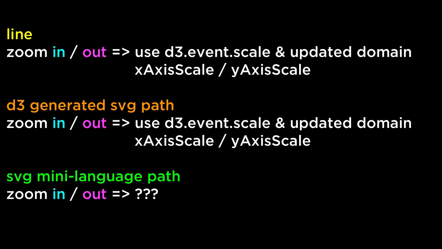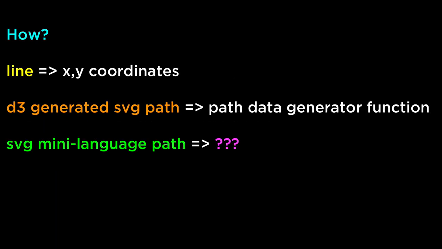We have covered that for both the line and the D3 path data generator function path, we can use the d3.event.scale and updated domain x-axis scale and y-axis scale functions to provide the correct zooming behavior, which should tell you that we are going to use the d3.event.scale and d3.event.translate to provide the correct zooming behavior for the SVG mini language path as well. In the previous examples, we were able to manipulate the x and y coordinates either through direct manipulation or through manipulation of a function that was manipulating x and y coordinates.